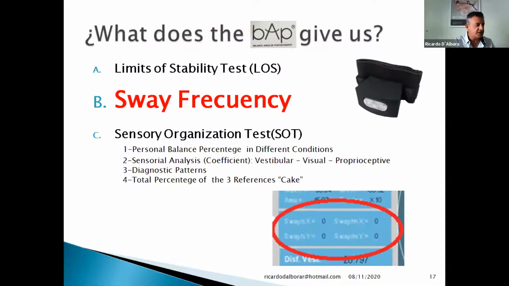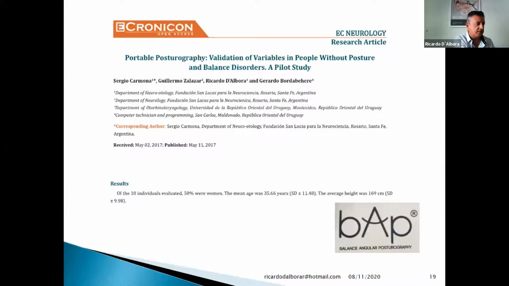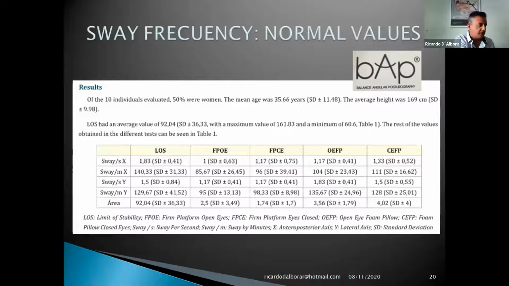The sway frequency. The sway frequency shows the oscillation per second in hertz, or expressed in minutes, in the two displacement axes, X and Y, for each of the different classical conditions. Here, the paper, here are the different normality values of the sway frequency in different conditions.